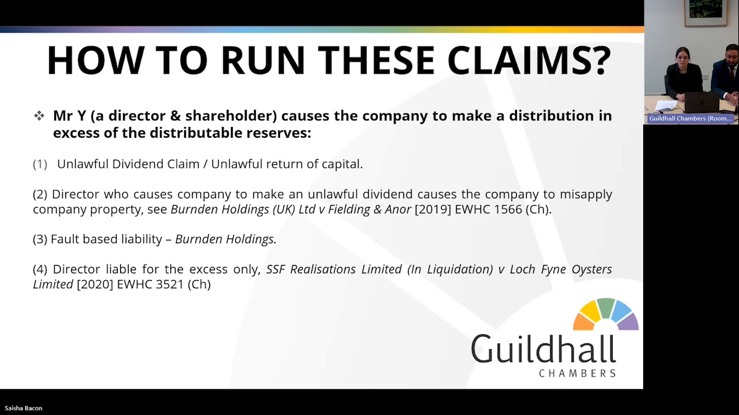So what I mean by that is that if Mr. Y caused the company to make a dividend in the sum of 150,000, and it transpired that the company could only lawfully make a dividend for 100,000, the extent of Mr. Y's liability would be limited purely to that £50,000. And so unless you've got a case where the excess is sufficiently large, or indeed it's a case where the company couldn't make any distribution, the quantum of these claims tends to run a little bit thin.